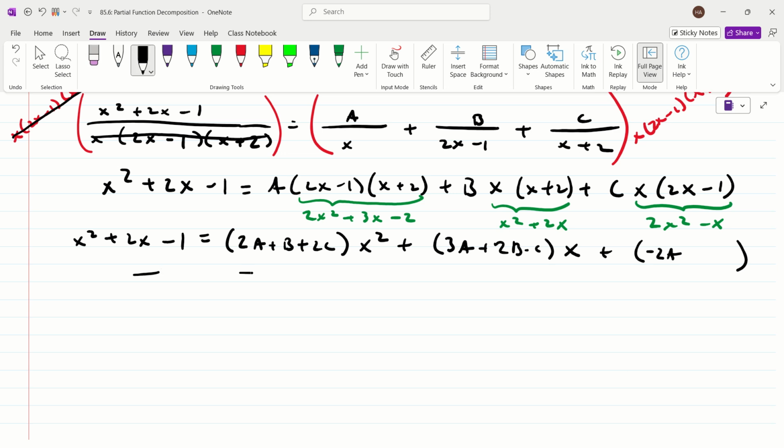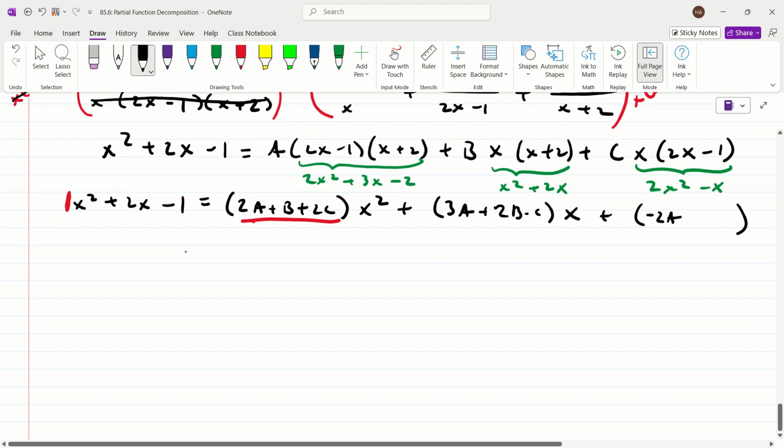The polynomial on the left equals the polynomial on the right. So whatever coefficients I have in front of my x squared term are going to be the same coefficients that I have on the x squared term on the left. So this tells me that 2a plus b plus 2c is equal to 1.